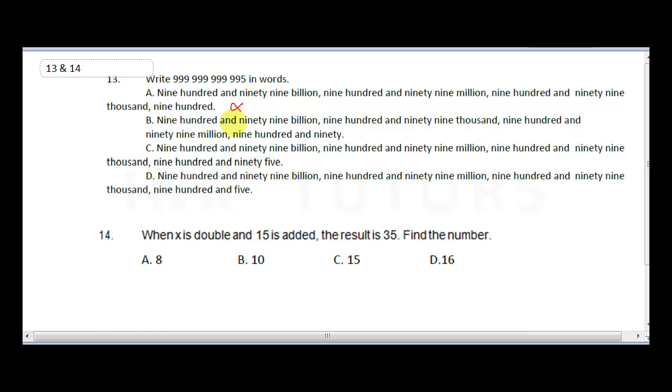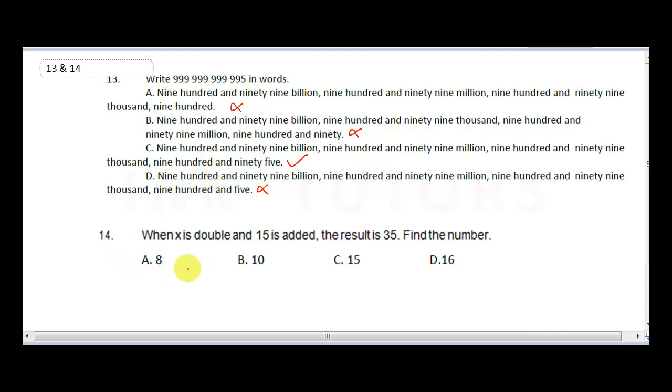Now B says 999,999,000. Because it didn't mention million first, B is wrong. Now C says 999,999,999,995. So this is correct. I'm sure the next one is going to be a wrong answer: 999,999,999,905. So this is also wrong. So the correct answer there is C.